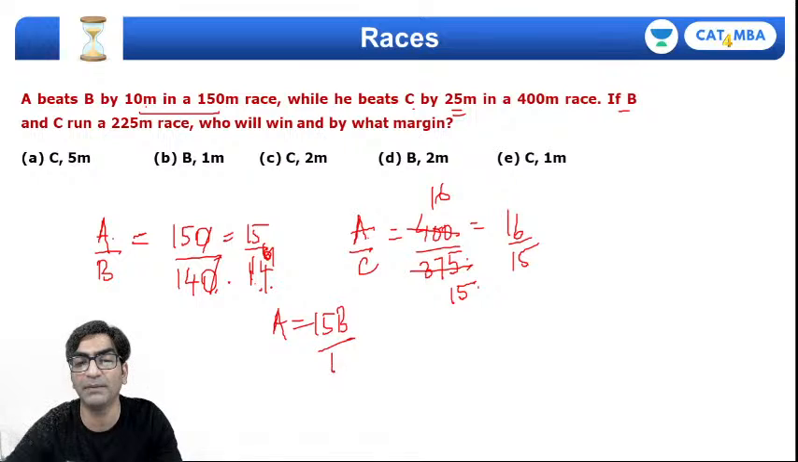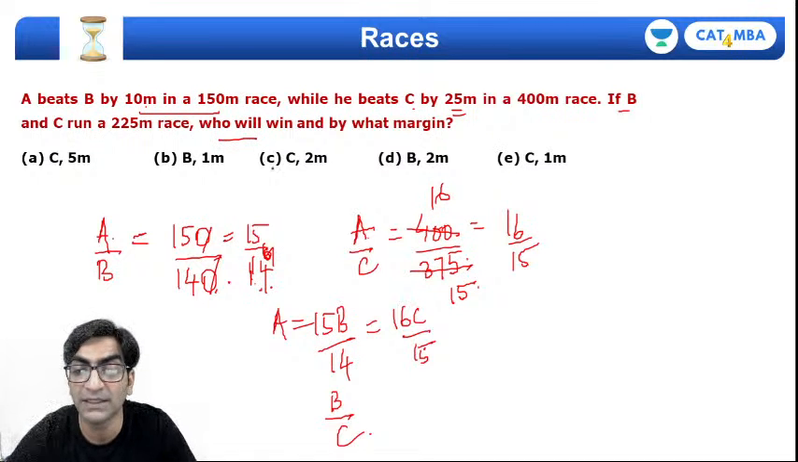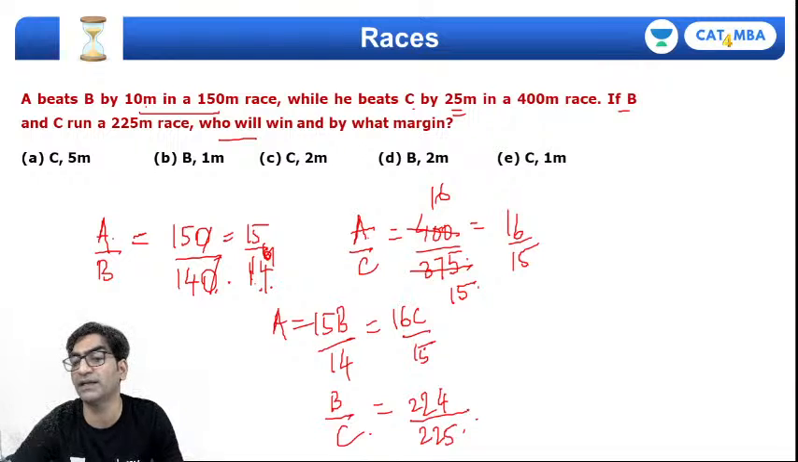Right? A will be 15B upon 14, but A is also 16C upon 15. Right? So if you want the ratio of B and C, because you want to see who will win between B and C, तो बी और सी में से जो तेज होगा वही जीतेगा ना, तो बी अपॉन सी रेशियो कैलकुलेट कर लेते हैं स्पीड्स का। तो 14 इंटू 6 84, 8 14 1 14 प्लस 8 22 224 and this is 15 square. I know that's 225. So denominator is bigger, which means C is faster, and if C is faster, C is gonna win.